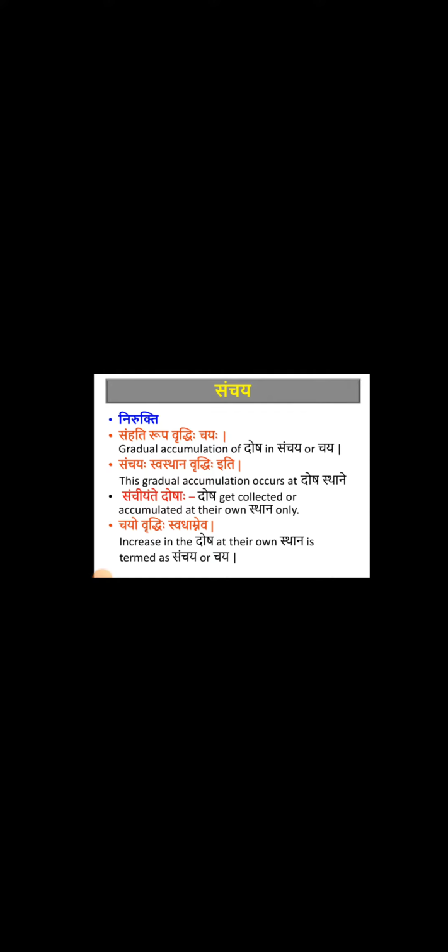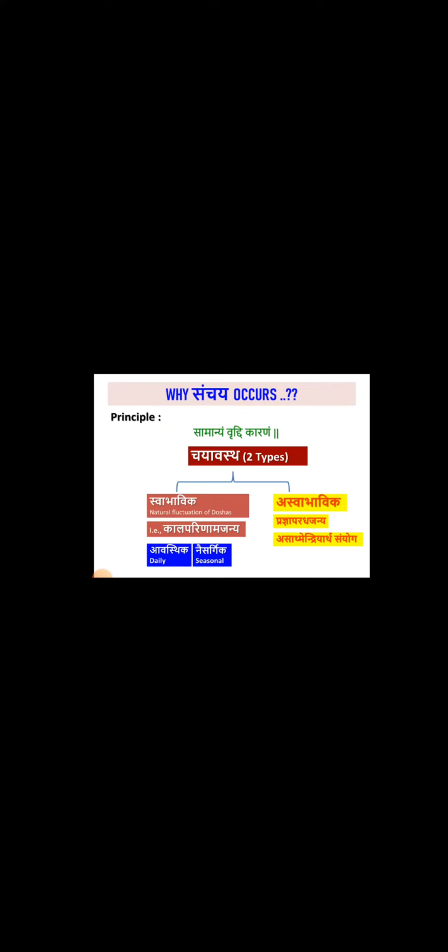Then he is telling Sanchiyate Doshaha. Once again, the doshas get collected or accumulated in their own sthana. Another Nirukti tells Chayo Vriddhi Swadhamneha. All these different Niruktis give the same meaning: the increased doshas in their own sthana is termed as Sanchaya. Or the compact accumulation of the vitiated dosha is called Sanchaya or the Chayavastha of the doshas. So we'll see how the Chayavastha occurs, or why there is a Chaya. Okay. So what is the treatment principle here for the Chaya?